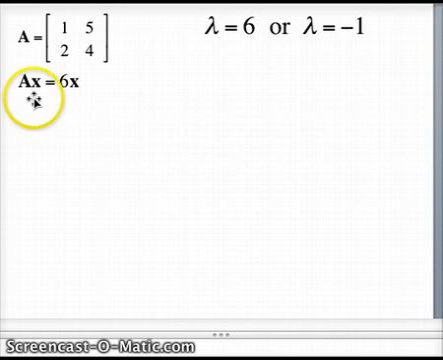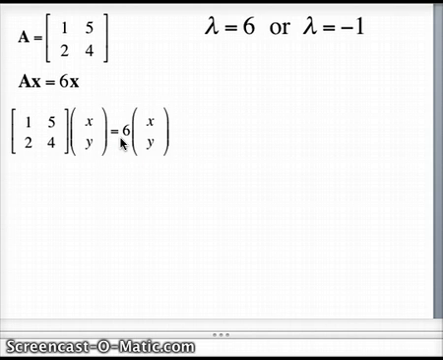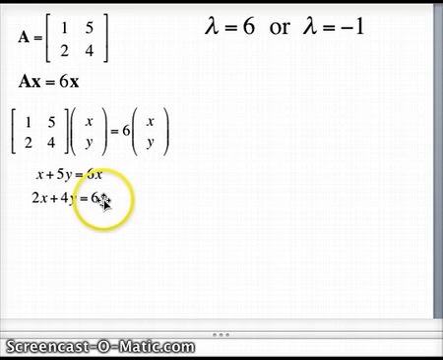And then we'll just create this vector x, which I just like to call xy. So [1, 5; 2, 4] times the vector xy is going to be 6 times xy. Multiplying this, 1x plus 5y will be 6x, and 2x plus 4y will be 6y. Solving this, add negative 6x to both sides. That will give me negative 5x plus 5y is 0. Subtracting 6y from both sides, it'll give me 2x minus 2y is 0.